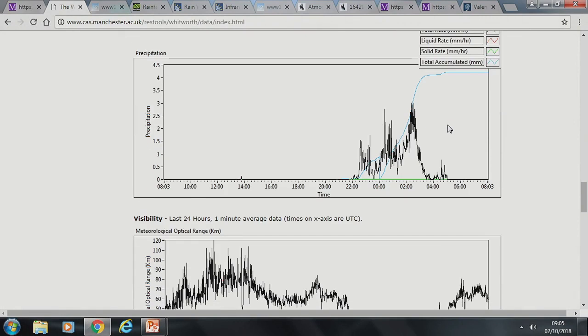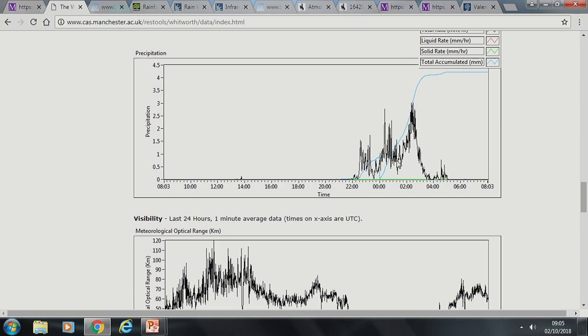And here is the rainfall. So between 10 o'clock and 4 o'clock in the morning, it was raining quite significantly. We had 4 millimeters of rain overnight. 4 millimeters of rain isn't going to cause flooding or anything, but you notice it. So if you were trying to find your way home last night, you would have been aware of this.